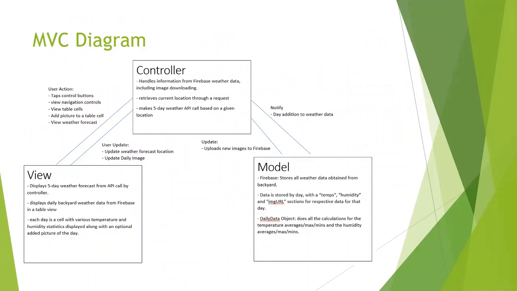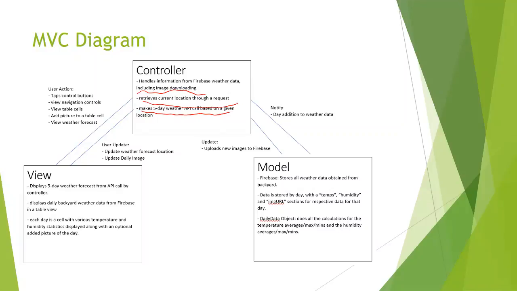So here's my MVC diagram. I've got the controller, which handles information from Firebase, including image downloading. It gets the current location through a request, through the reference, and then there's a 5-day weather API call. So this is kind of repetitive, but just to show it in the MVC diagram.